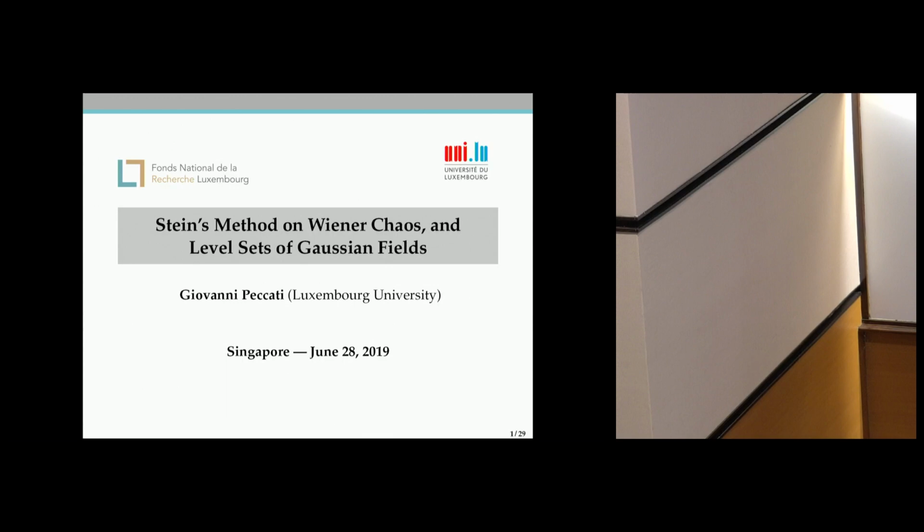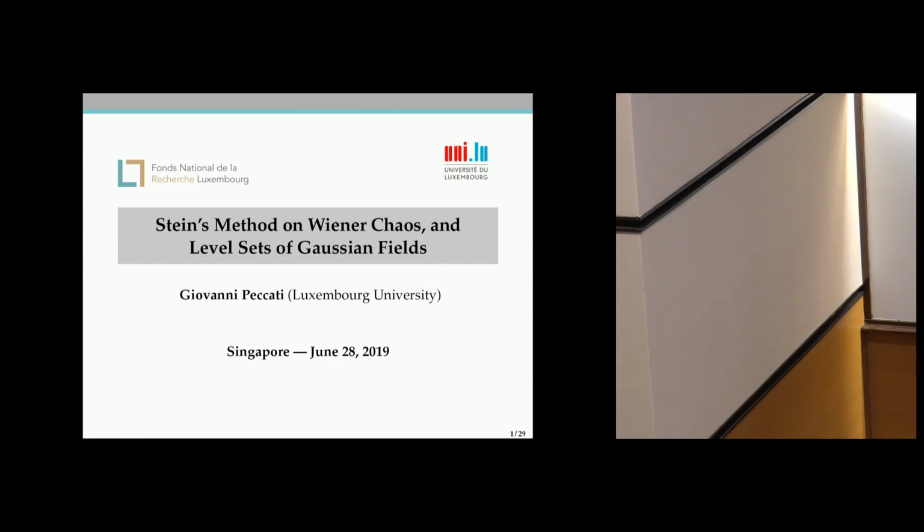So my talk is about Stein's method and some application, some connection that has been established, that has already been evoked in several talks, between Stein's method and methods of infinite dimensional Gaussian analysis. So this was my entry point in Stein's method around 10 years ago.